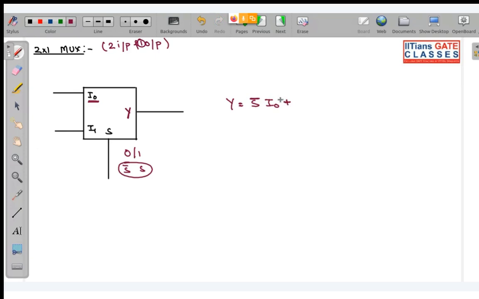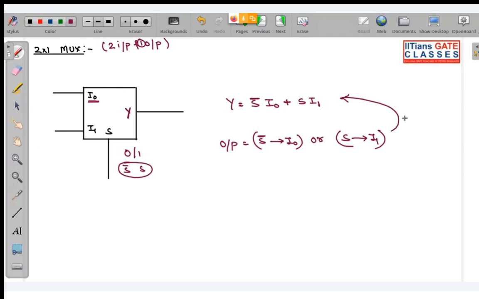Or what will be the other case? If S is equal to 1, so that corresponds to S, then I1 will be at your output. So this is what I have written. So you can also write it like this. Output will be, when it is S bar, I naught will be selected, or when it is S, I1 will be selected. So this is what I have written in Boolean expression.